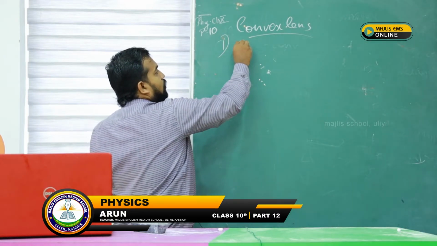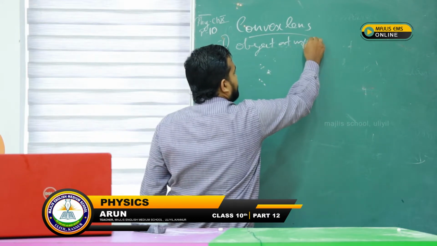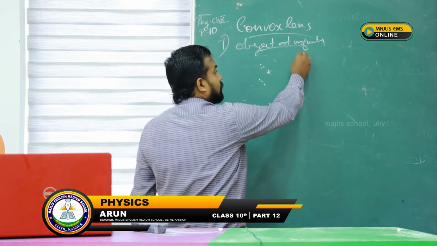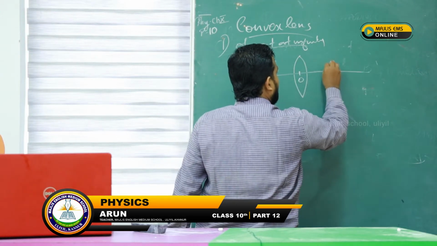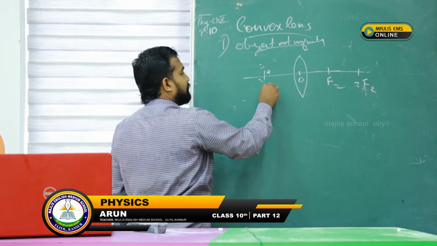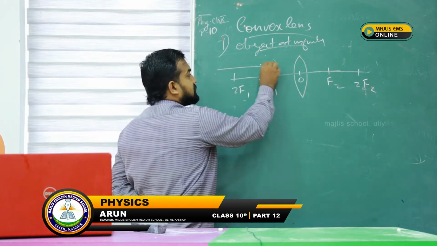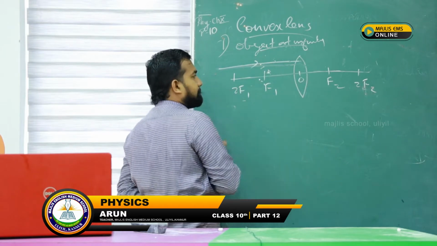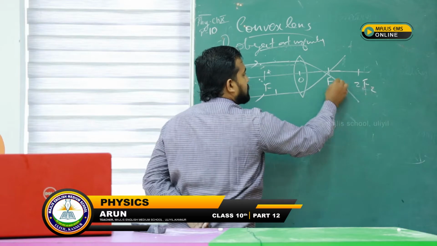First case, object at infinity. So I have told you, whenever the object is at infinity, we will get what? Parallel rays will only come. F2 to F2, F1 to F1. At infinity means parallel rays will come. Here also two parallel rays will pass through the focus.